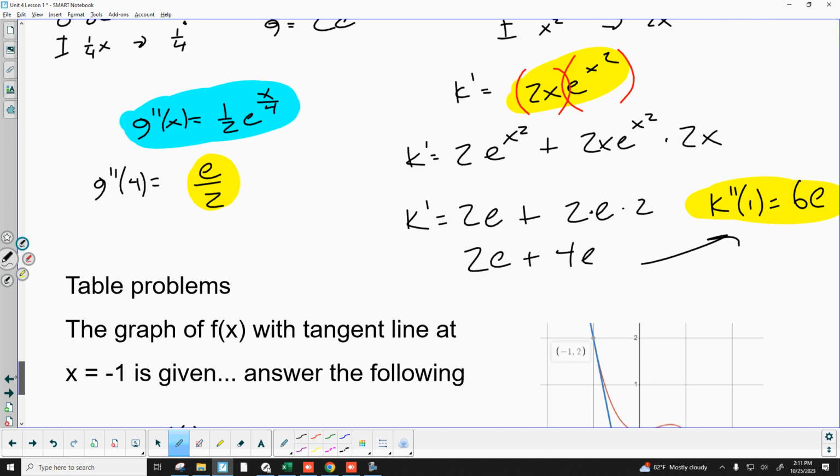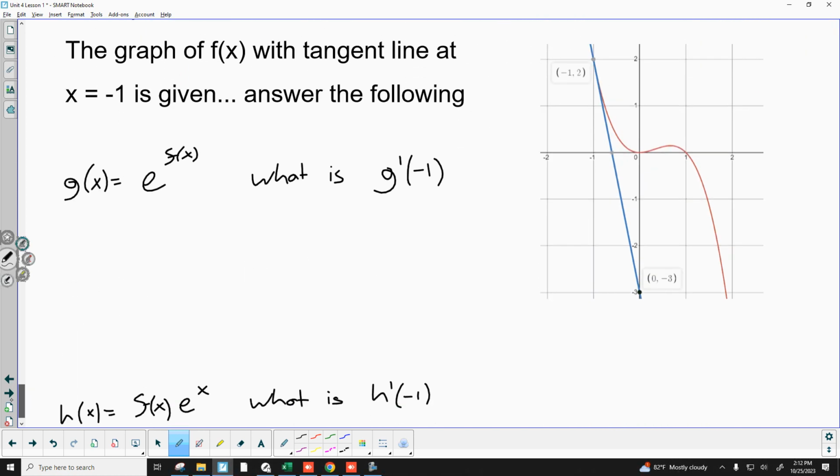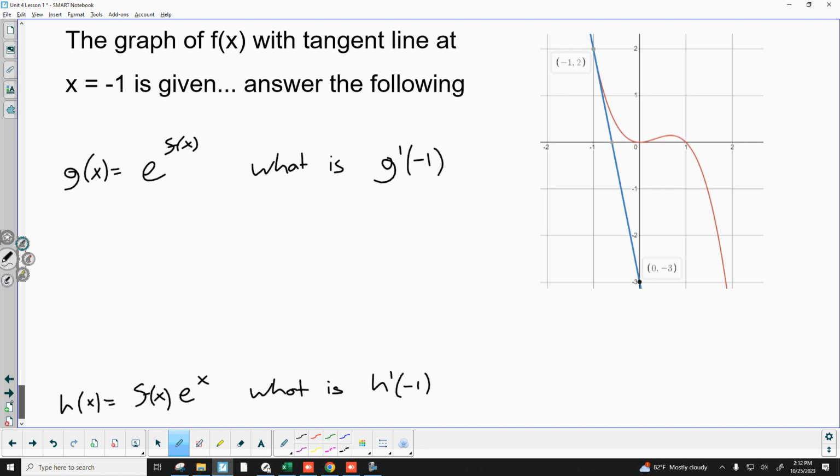Now I got 4 e's and 2 e's. I add them together, I get 6 e's. Okay. What is the derivative of e to the f of x?